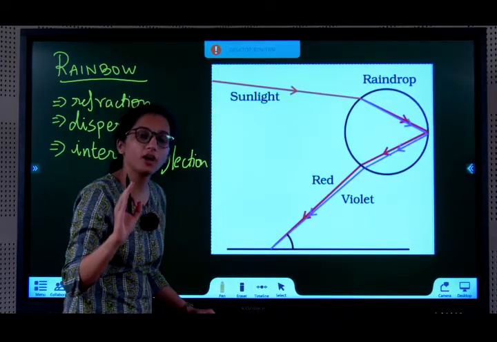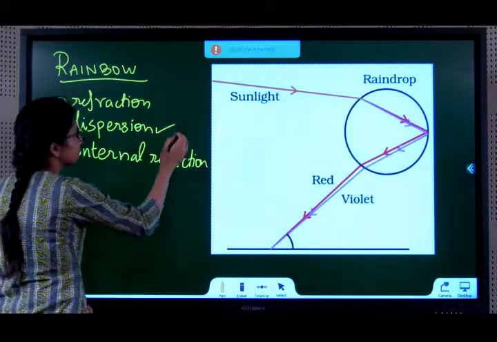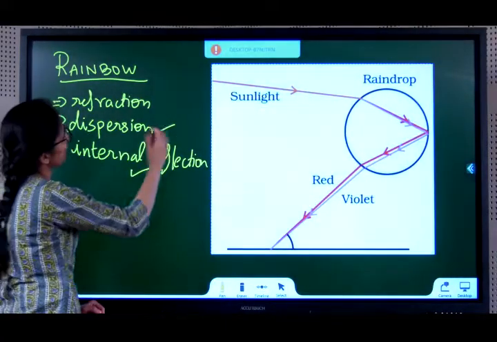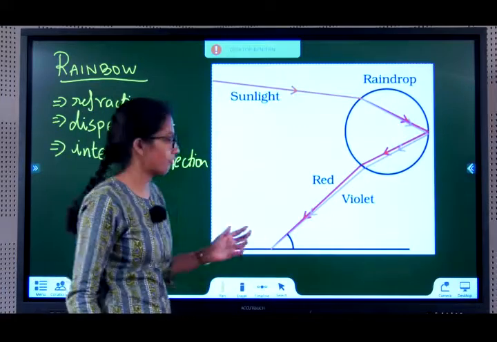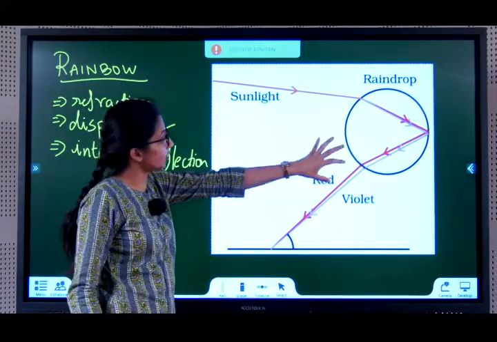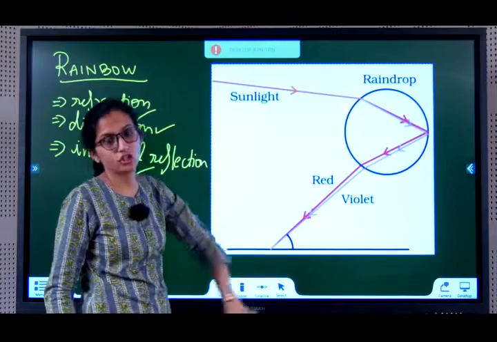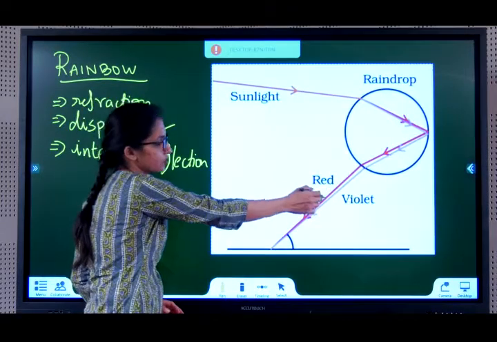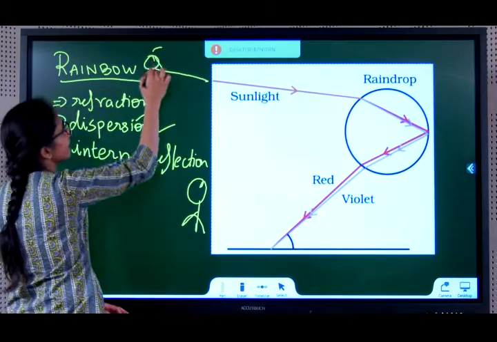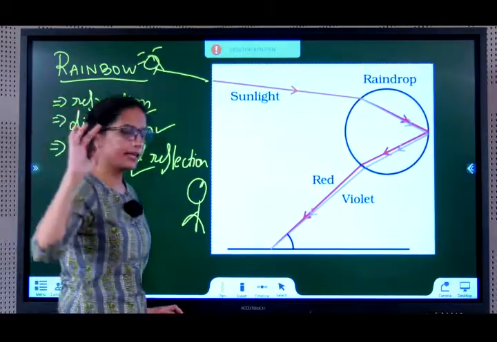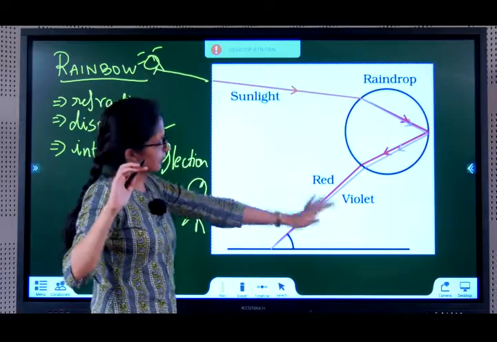So we need water droplets, we need the sun. What are the 3 phenomena? First dispersion, then internal reflection, and refraction are observed in rainbow formation. You need the water droplets and the sunlight. Those are the conditions required. And see, if I want to see this rainbow, I have to be standing here, which means the sun is behind me. So usually the sun is behind you and you see the rainbow in front of you.